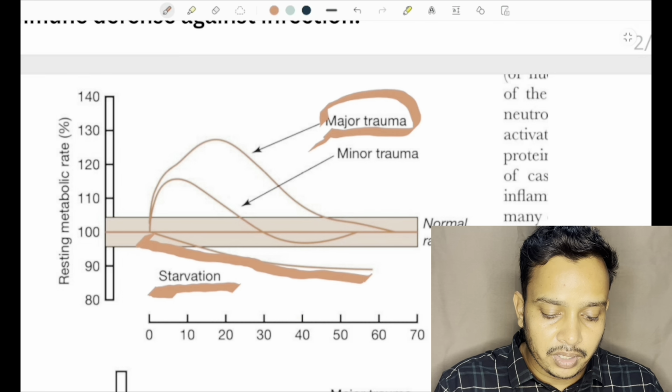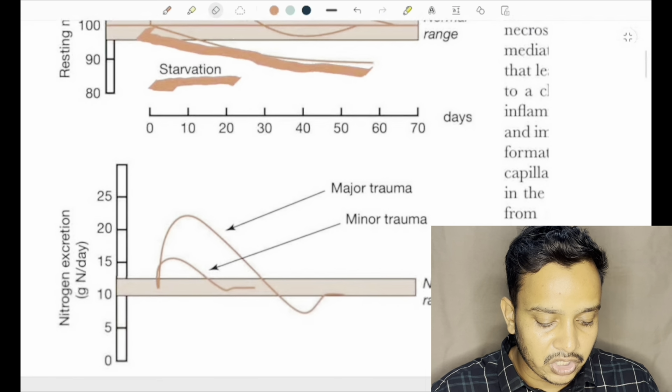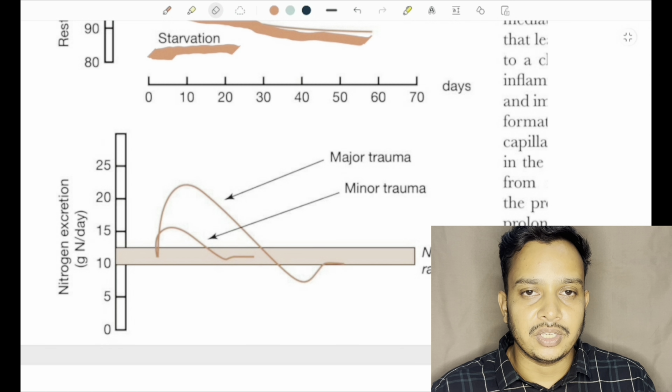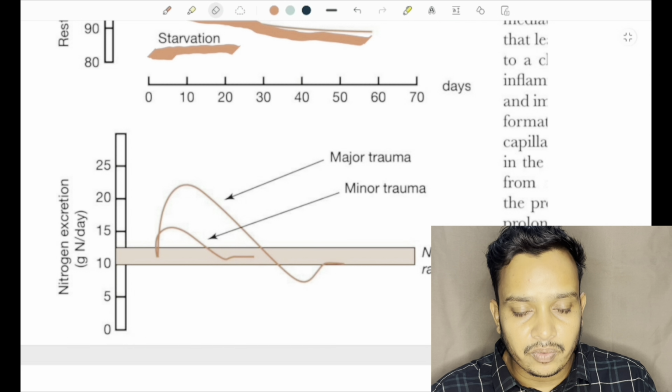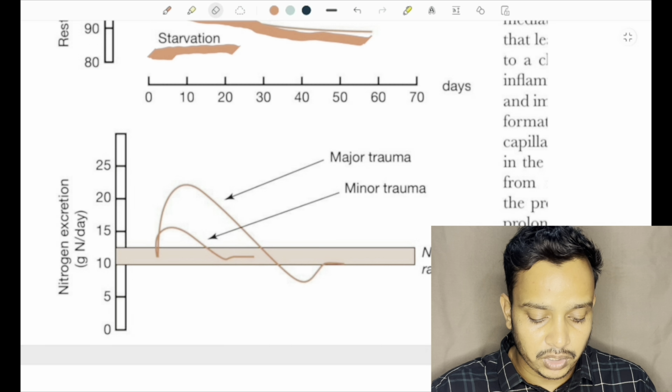So coming to our next aspect, that is nitrogen excretion, and the per day rate of excretion of nitrogen. Basically, whenever we consume any protein products, they go into metabolism and finally nitrogen is excreted in the urine as ammonia.